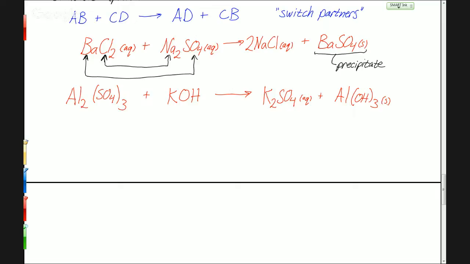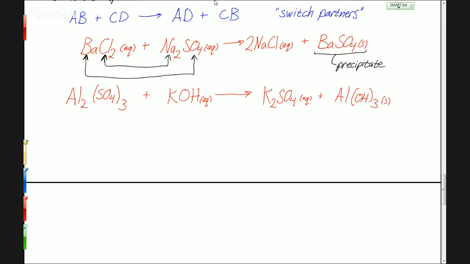Now, whether you know if something is aqueous or solid, that's not something I would expect you to predict. We might get into that later about what types of things are soluble and what types of things are not soluble, but I would not expect you to predict that. But I would expect you to be able to write down K2SO4 and Al(OH)3 based on knowing those charges and building those ions. So is this balanced?